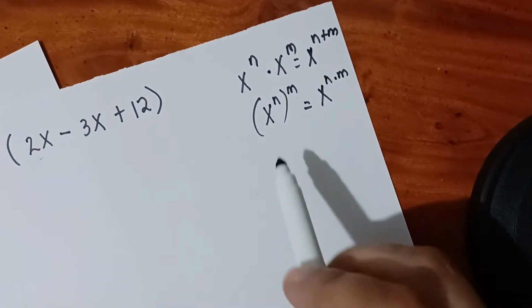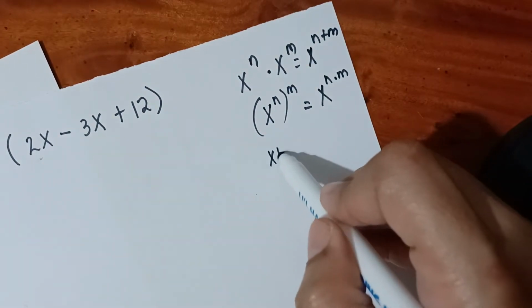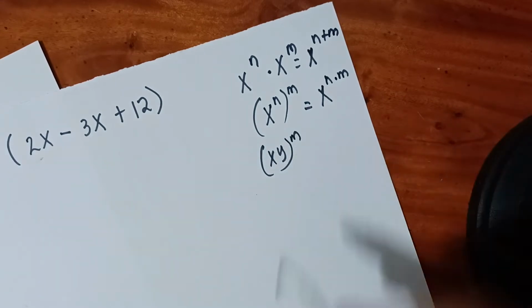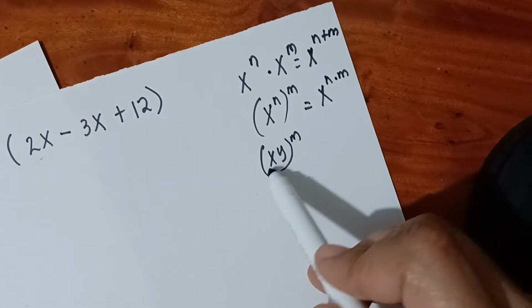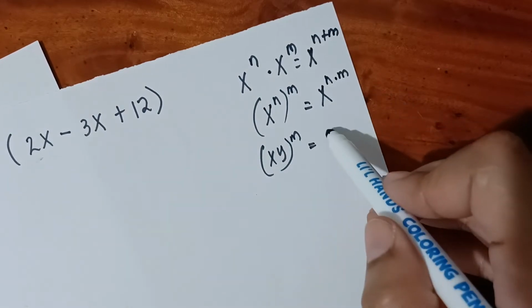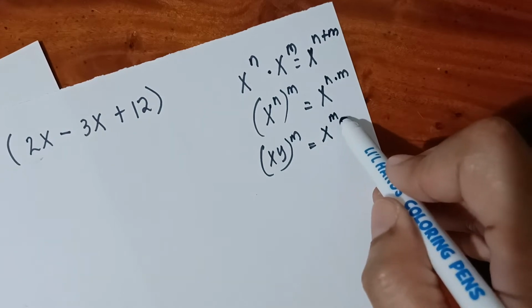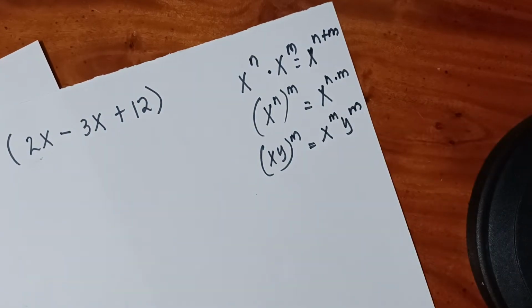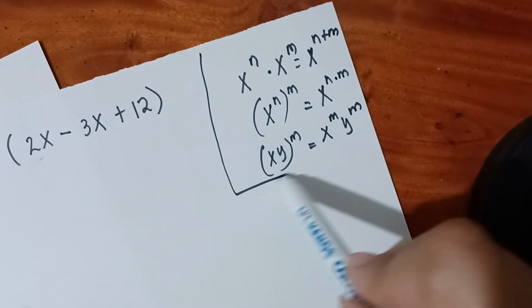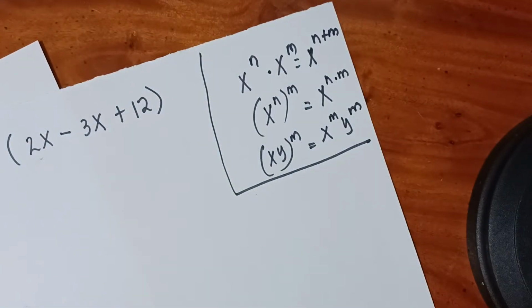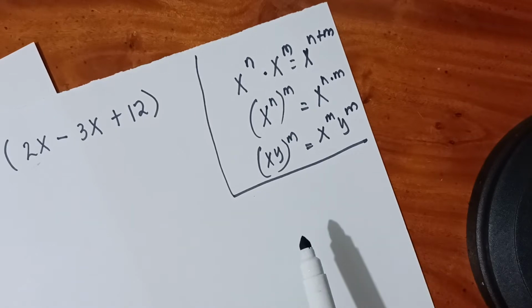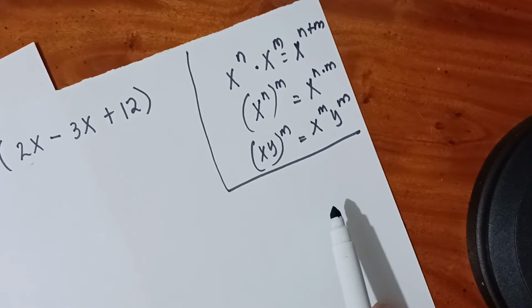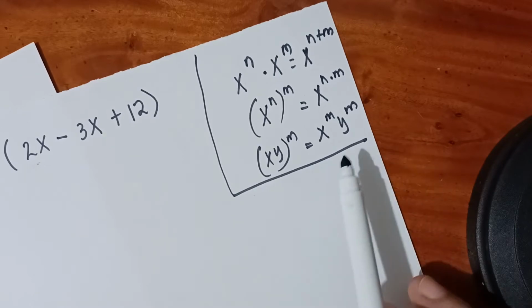Okay, now what if we have xy raised to the m power? So, anong ginagawa natin dyan? We are going to distribute this m sa x and sa y. So, we're going to get x to the m, y to the m. Okay, so these are the rules of exponent that you need to remember when you are doing multiplication of monomials. Okay, it's not only for monomials, but when you are multiplying polynomials, we need them.